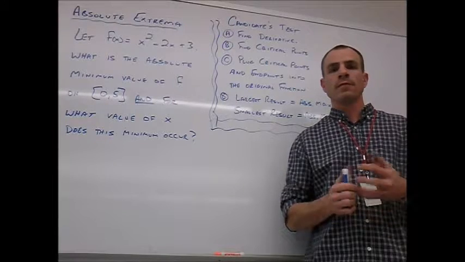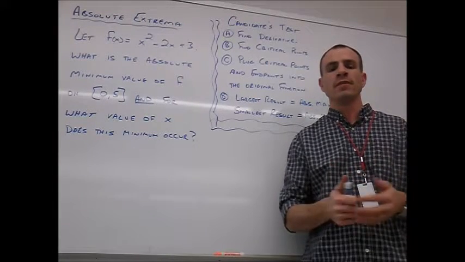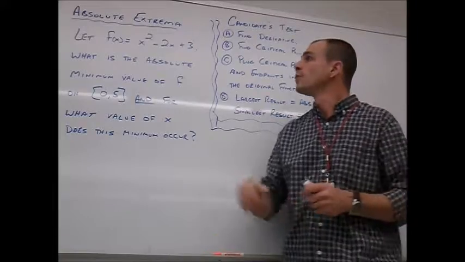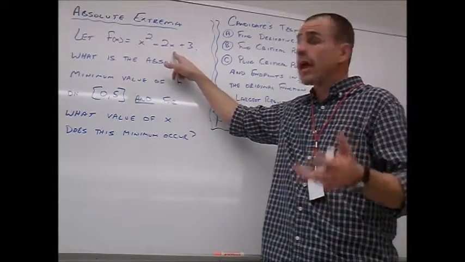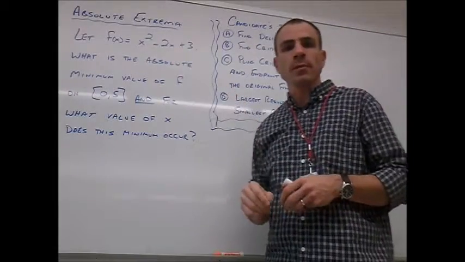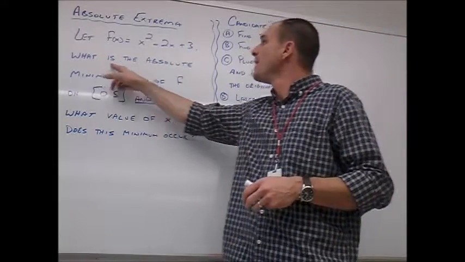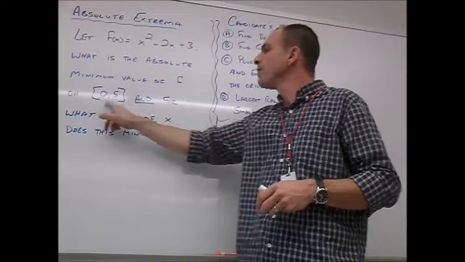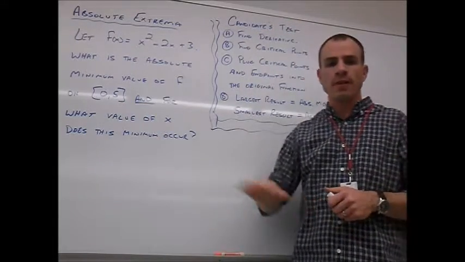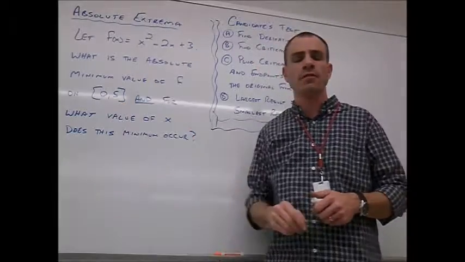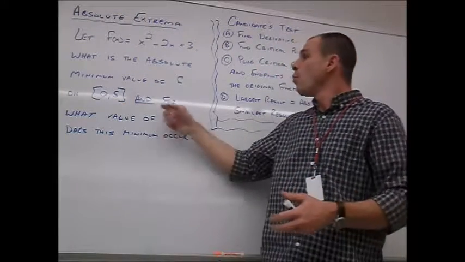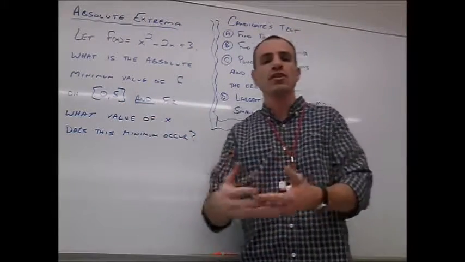Okay, we're back with the first example involving absolute extrema. We're given a function, f of x, which is equal to a simple polynomial, x squared minus 2x plus 3. Our goal is to find the absolute minimum value of f on the closed interval from 0 to 5. And what is the value of x at which this minimum occurs?